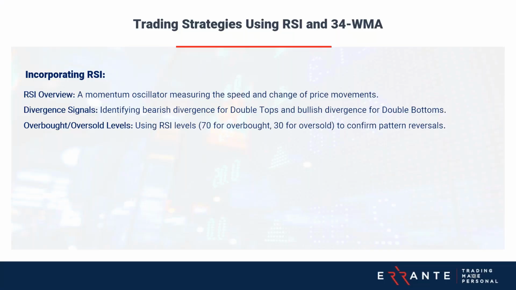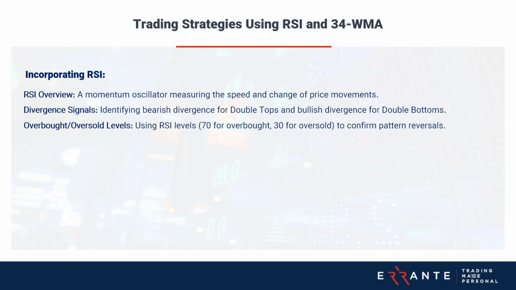The same application we can use for identifying divergence on a double bottom. If the price forms two troughs or market bottoms at similar levels, but the RSI forms a higher low on the second trough, this is known as bullish divergence. It indicates that the selling momentum is weakening, suggesting a potential bullish reversal in the market. Using RSI divergence as a confirmation tool can significantly increase the reliability of double and triple tops and bottoms patterns.